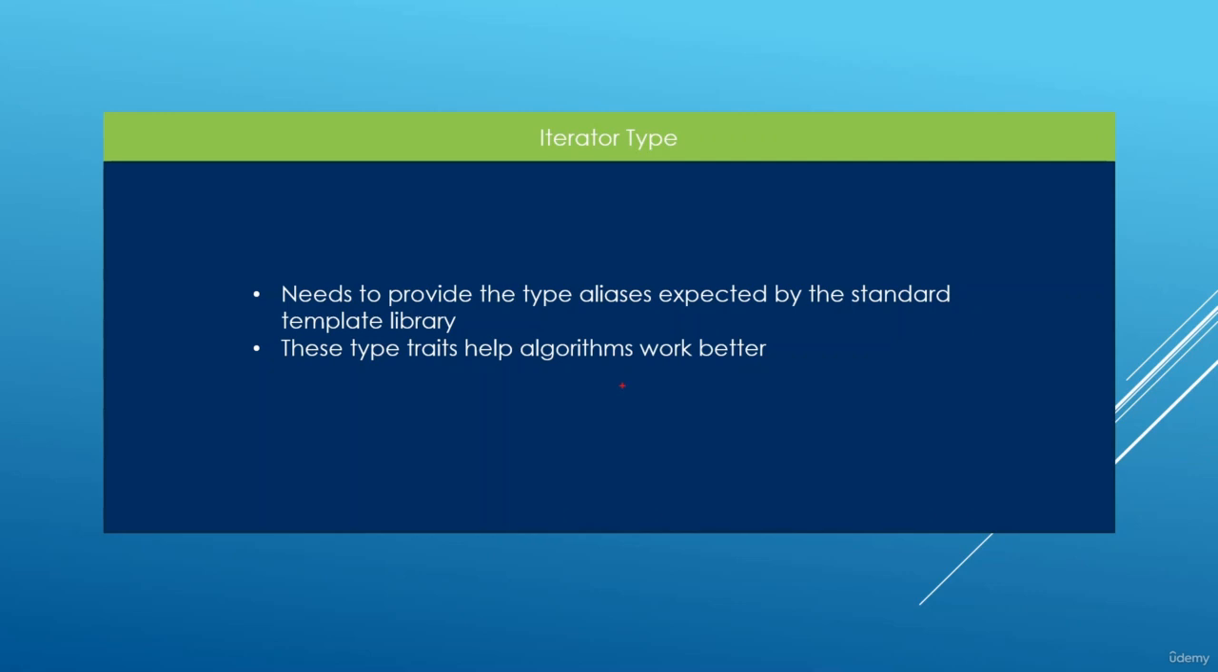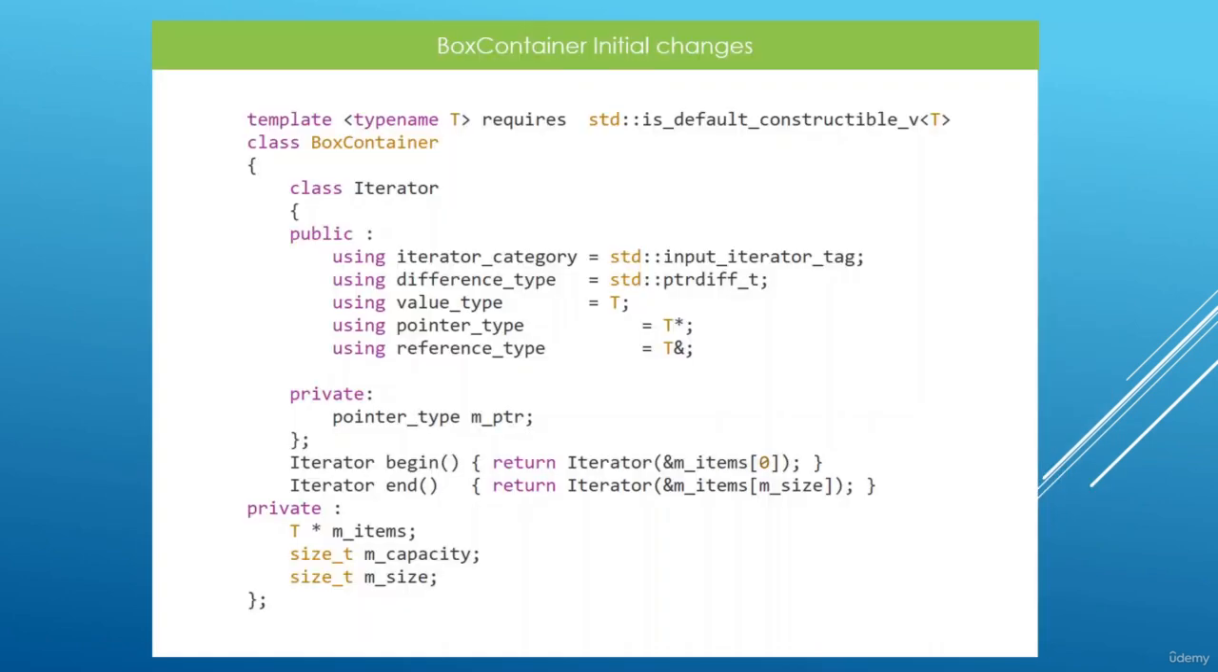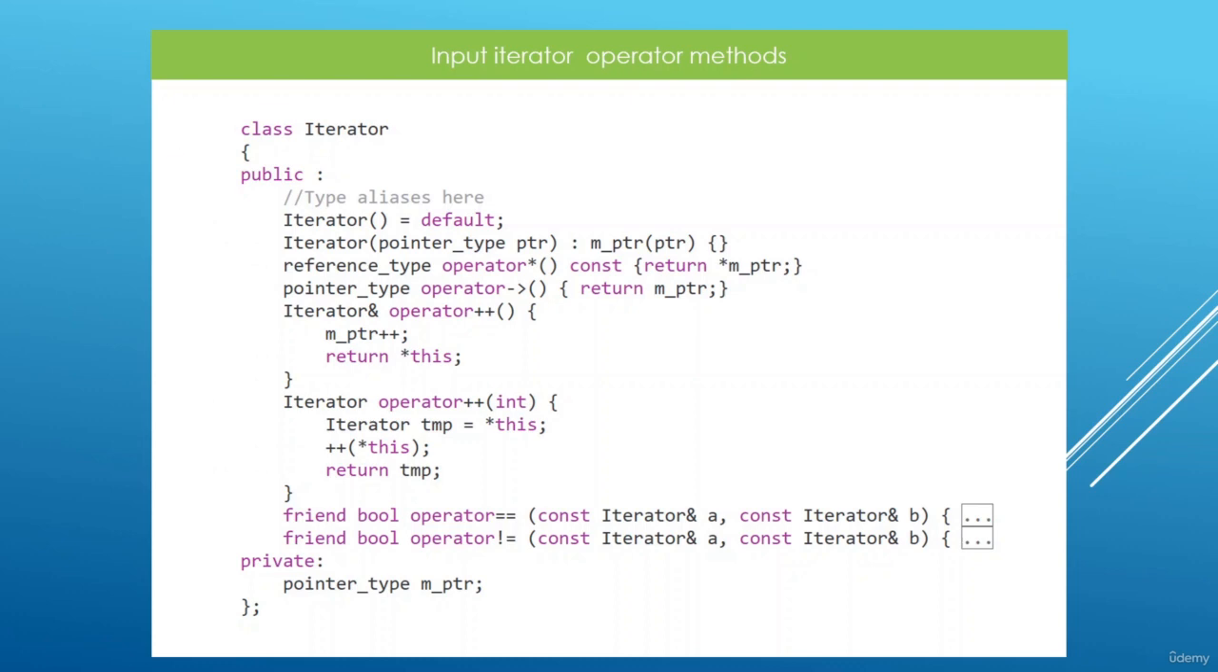We're going to put the needed type aliases in our iterator class to make it recognizable by the STL. And to be exact, we're going to set up an iterator class, which is called iterator. We're going to set it up exactly like this. And we're going to be providing these type aliases expected by the C++ standard library. And after that, we're going to put in the begin and end methods. These methods are just going to return an iterator that we build in place by wrapping around a pointer to the collection that is wrapped around by our box container class. Nothing complicated here.